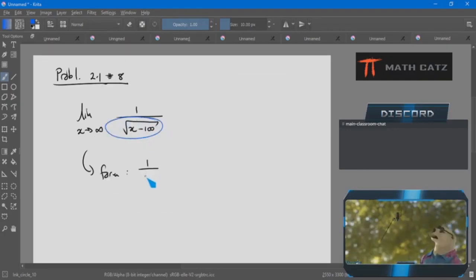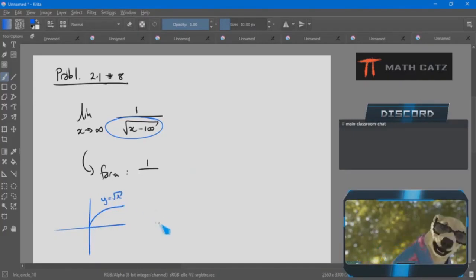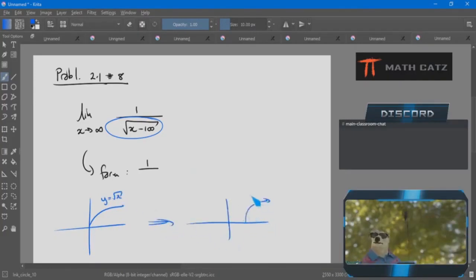Just the denominator. That is a transformation of my basic square root function. It's the square root shifted to the right. Let's draw it. Here's my basic square root, transformed, shifted to the right. Which way is it going when x gets really big? Infinity. Basic transformation, basic function.